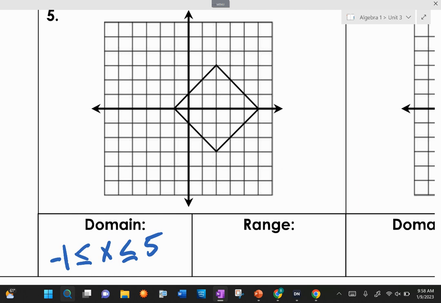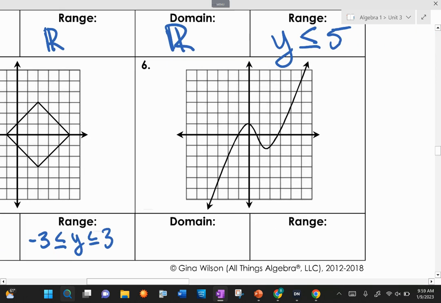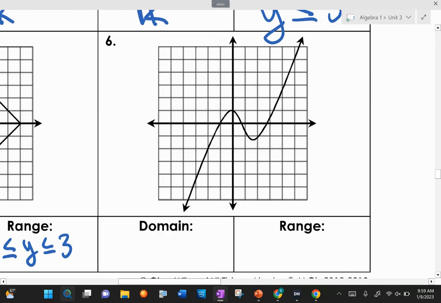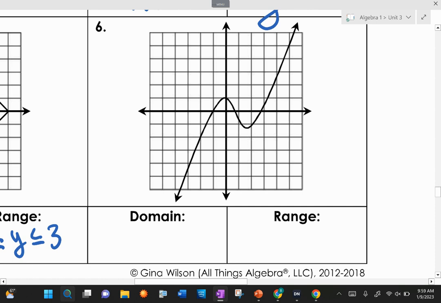Okay, range. What's the lowest possible value for the range? -3. -3 is less than or equal to what? Y, which is less than or equal to 3. Nice. All right, let's go to number 6. Number 6 might throw you off. Let's see how we do.